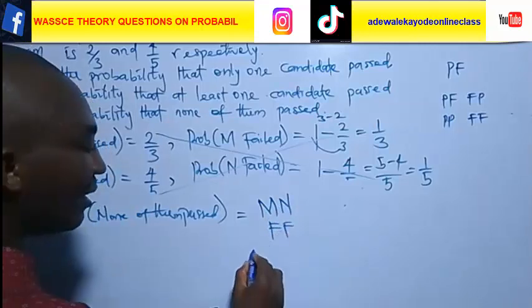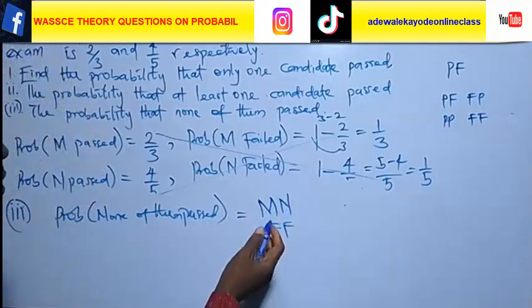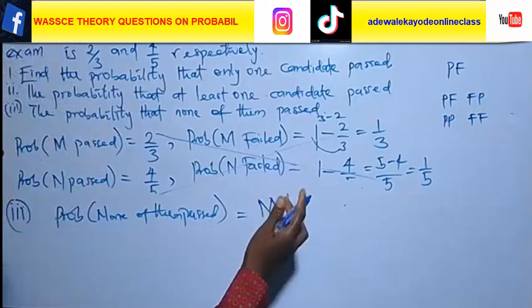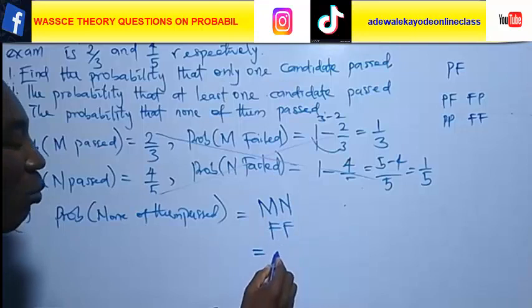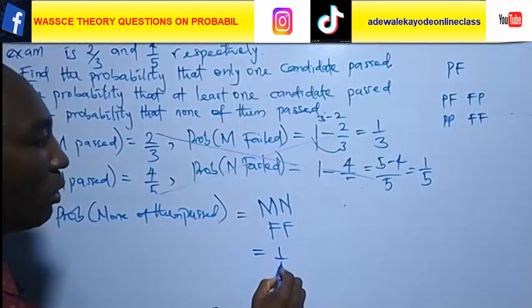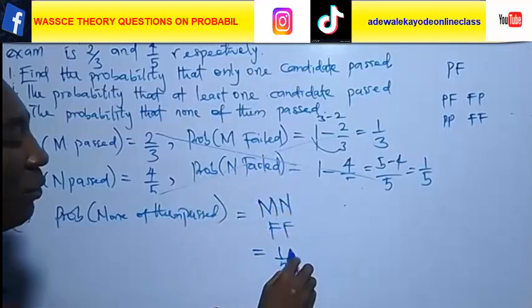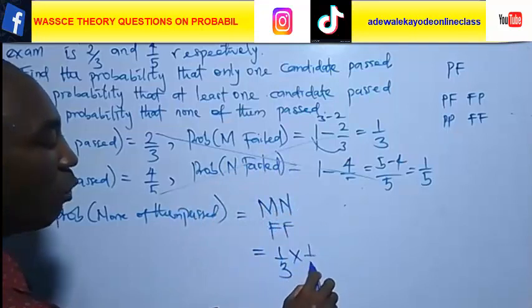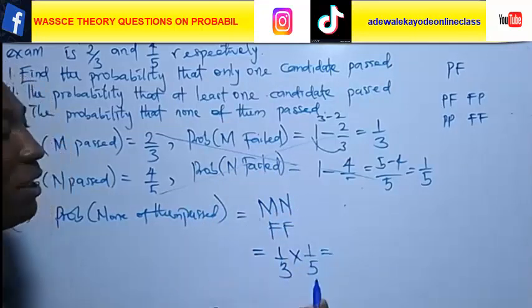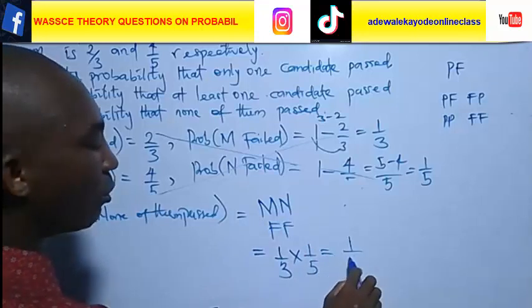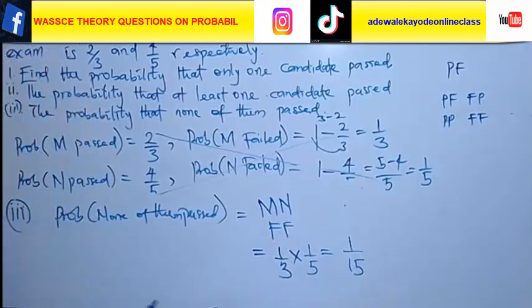What's the probability that candidate M fails? That's 1 over 3. Then the probability that candidate N fails is 1 over 5. So what will be the final answer? That will be 1 over 15. So the probability that none of them pass is 1 over 15.